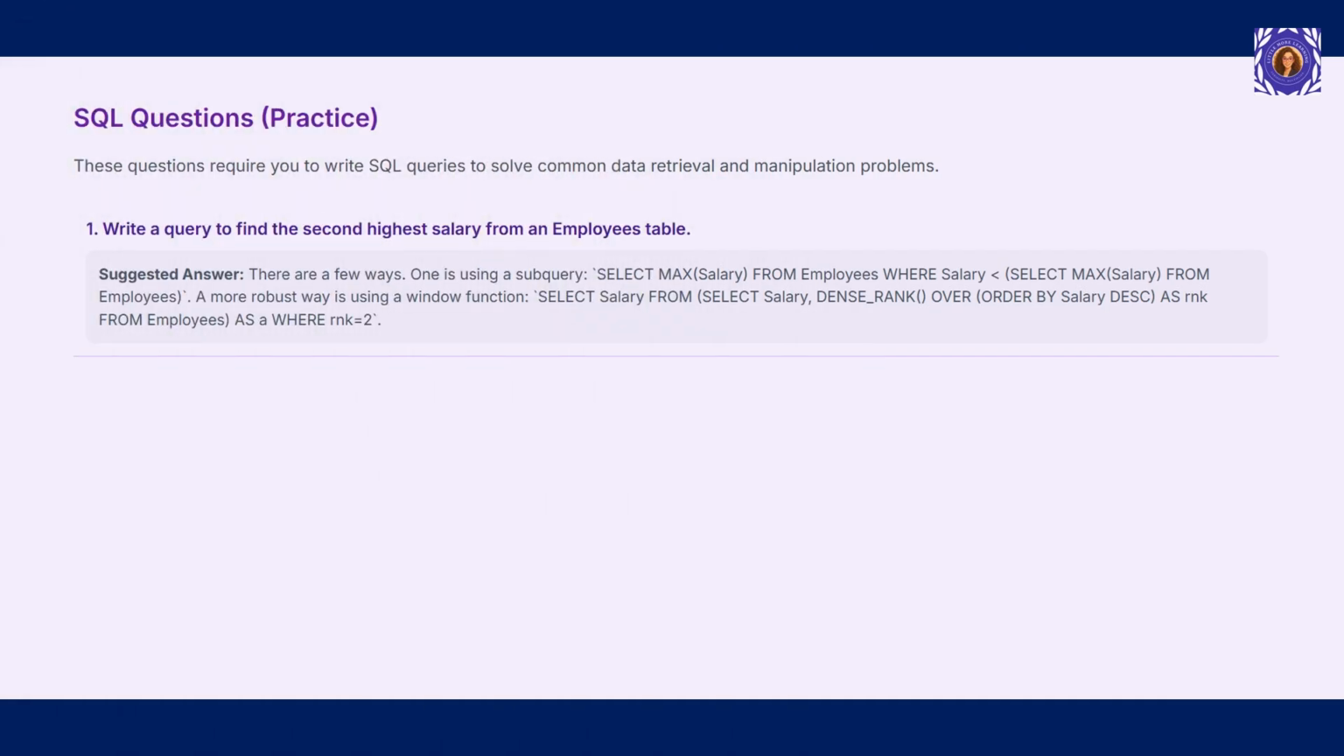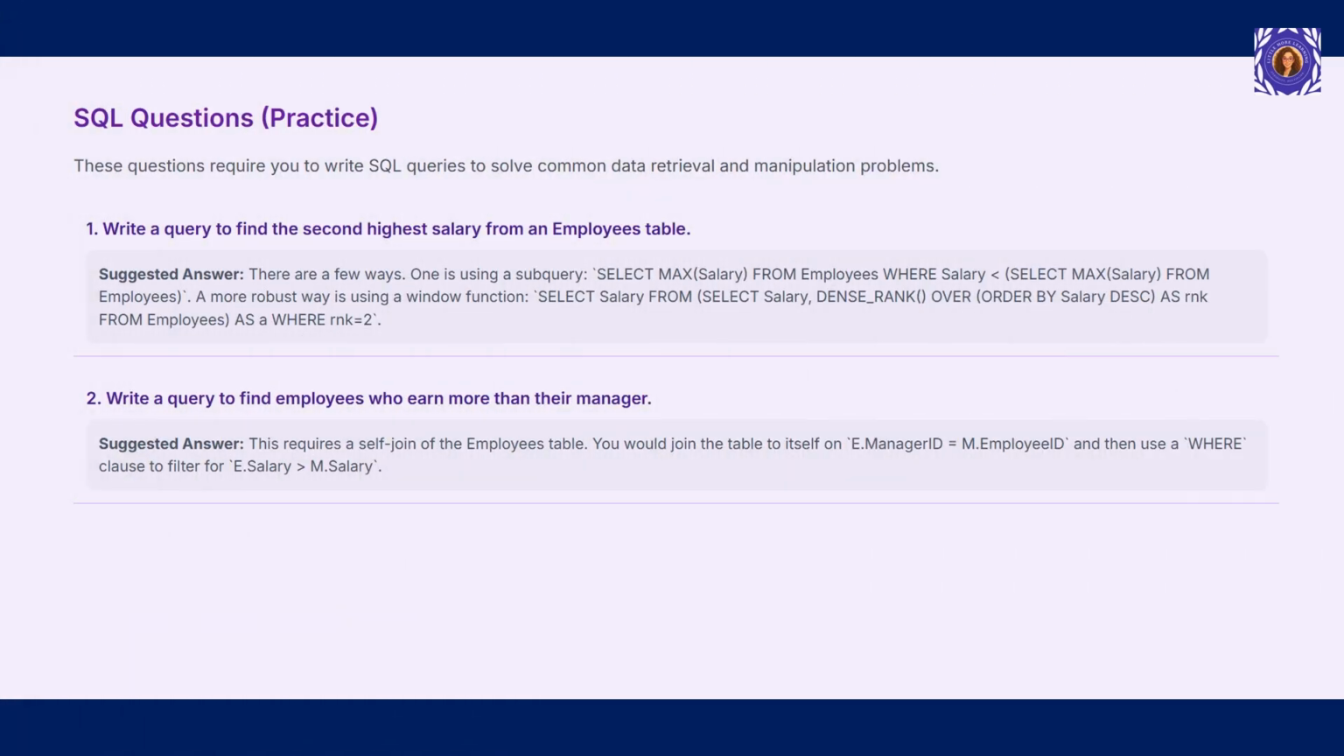Write a query to find the second highest salary from an employees table. To solve this, use a window function like dense rank. You rank all salaries in descending order, and then filter for the row where the rank is exactly 2. This handles ties correctly.